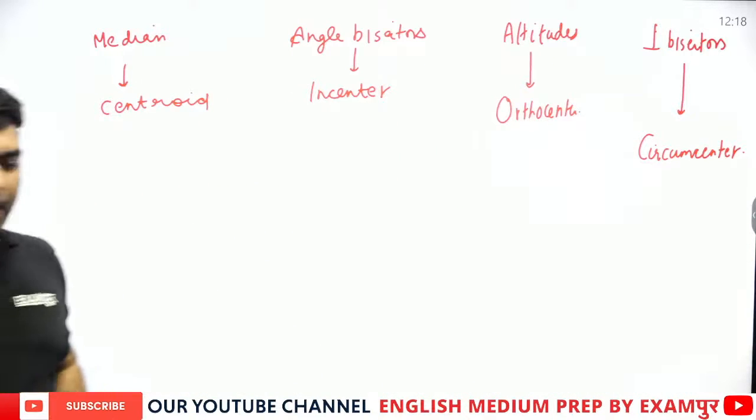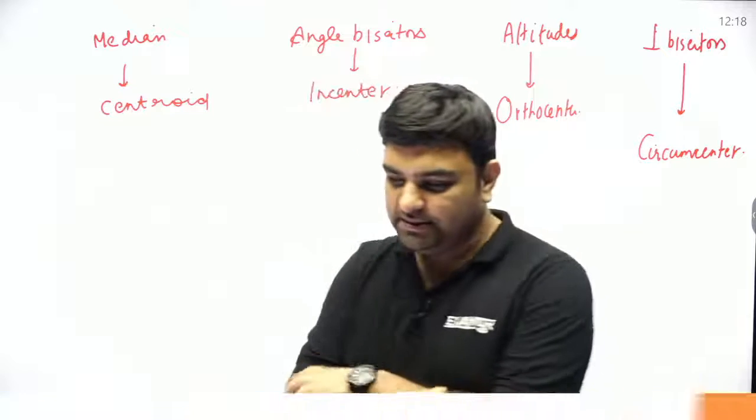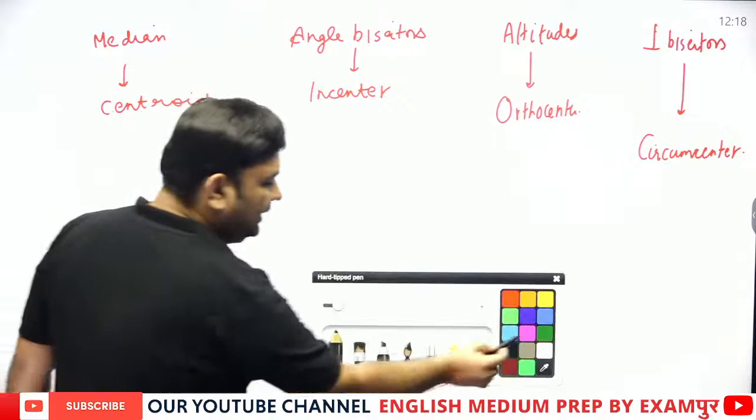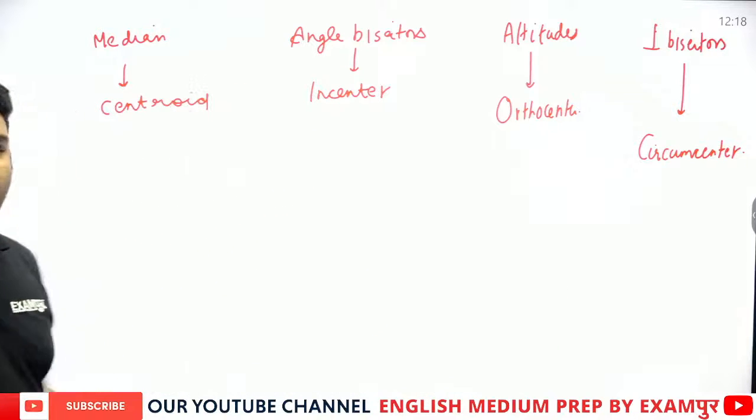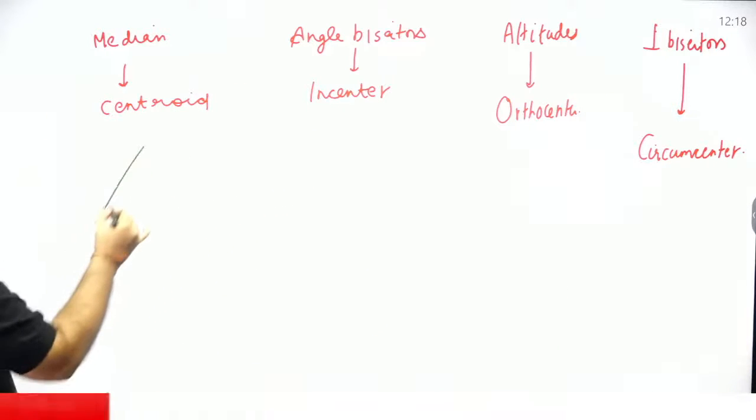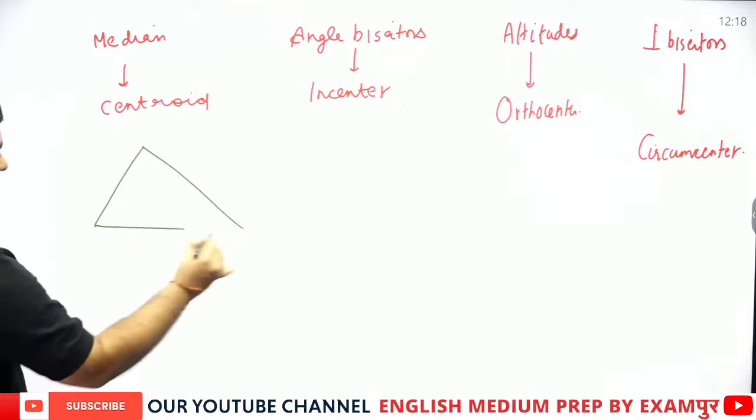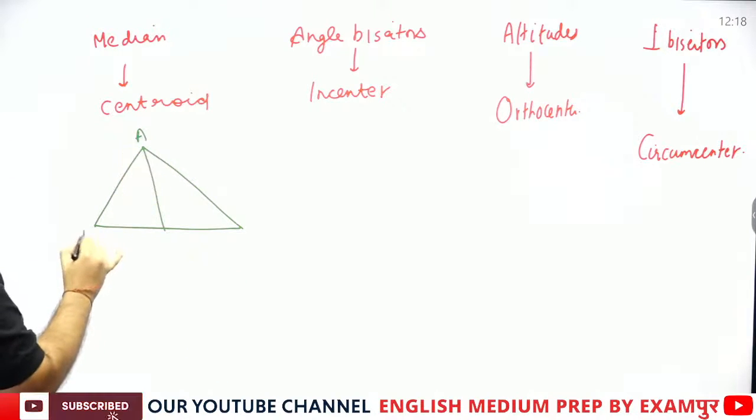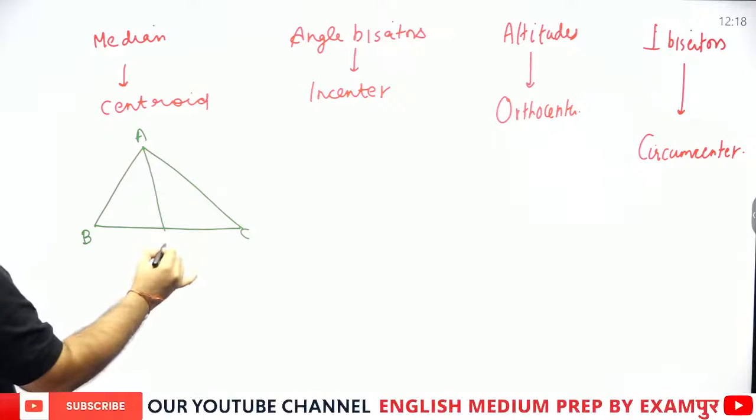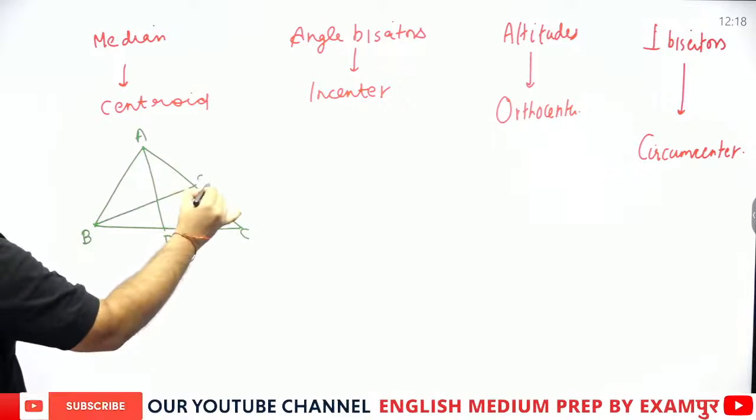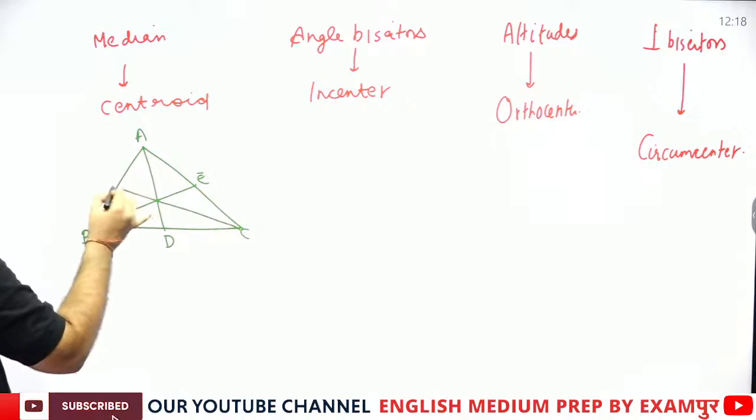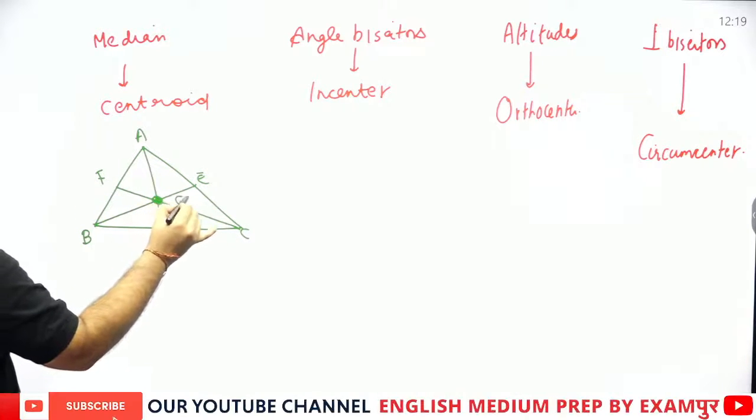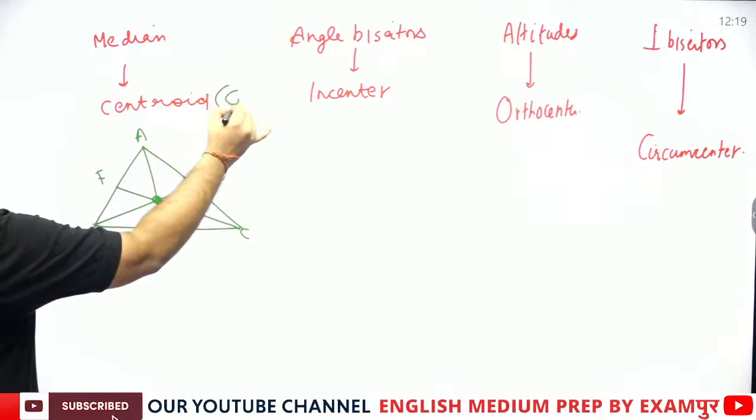And corresponding to perpendicular bisectors, there is circumcenter. Okay. So now all of you can very clearly observe. Point of intersection of medians is centroid. Let's suppose BD, BE and CF are the medians. Then the point of intersection is centroid, represented by G.